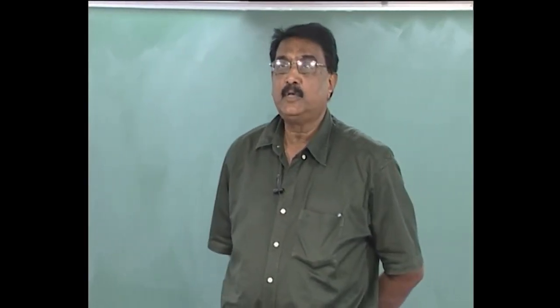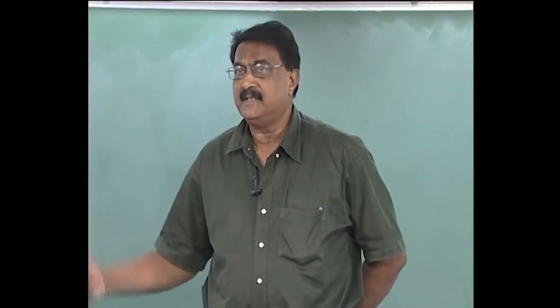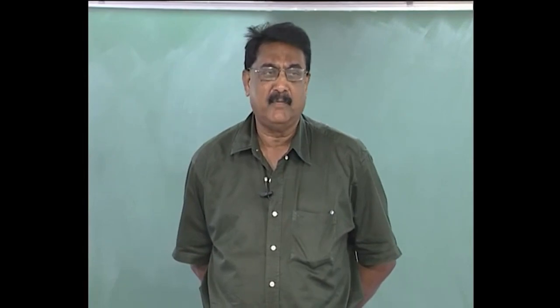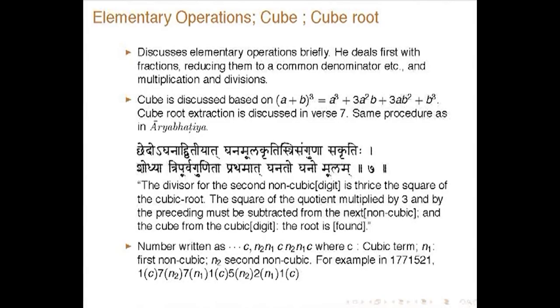Then when he talks about cube, I will not discuss all the operations in detail. When he talks about cube, it is based on the formula (a plus b) whole cubed is equal to a cube plus 3 a squared b plus 3 a b squared plus b cube. And I will talk about cube root briefly. Cube root extraction is discussed in verse 7, which is the same procedure as in Aryabhatiya, which Professor Ramasubramanian has dealt with in great detail.